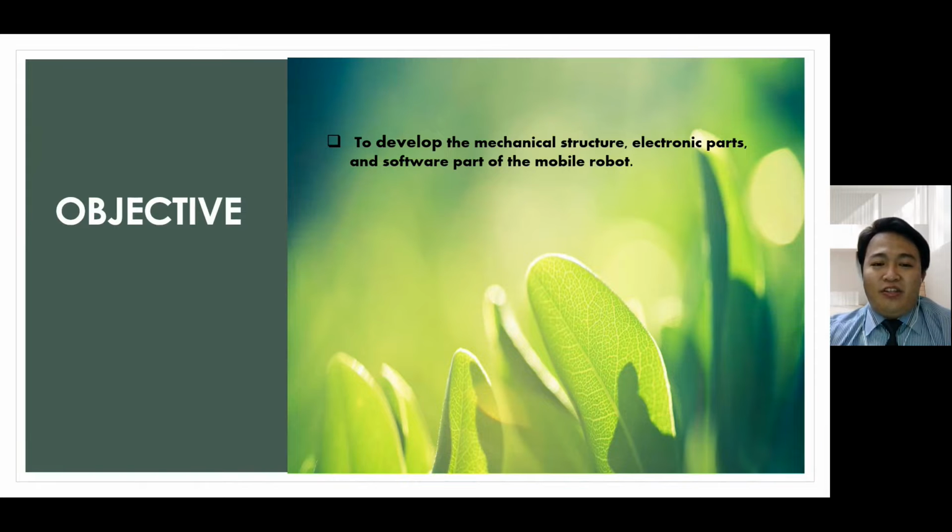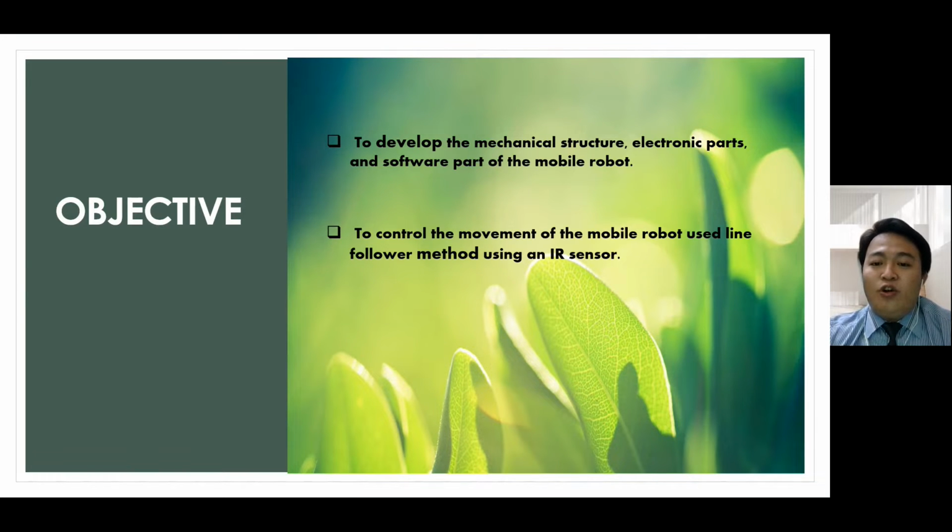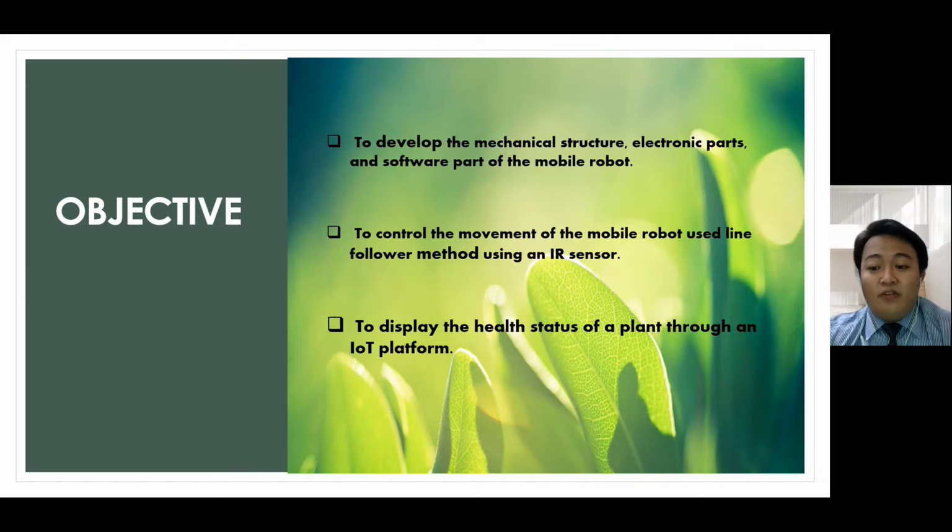For the project objectives, first, to develop the mechanical structure, electronic parts and software parts of the mobile robot. Second, to control the movement of the mobile robot using the line follower method with an IR sensor. Third, to display the health status of the plant through an IoT platform.